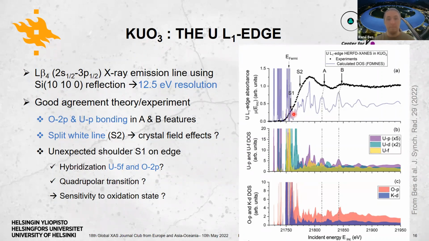The other possibility was hybridization of uranium 5F with oxygen 2p, making the 5F have a 2p character, and then allowing the transition in this small shoulder. So if it's the case, we will have a feature here which should be very sensitive to oxidation states as well. But this is just a hypothesis, and it needs to be dug further, especially because not so much is known about the L1 edge of uranium so far.